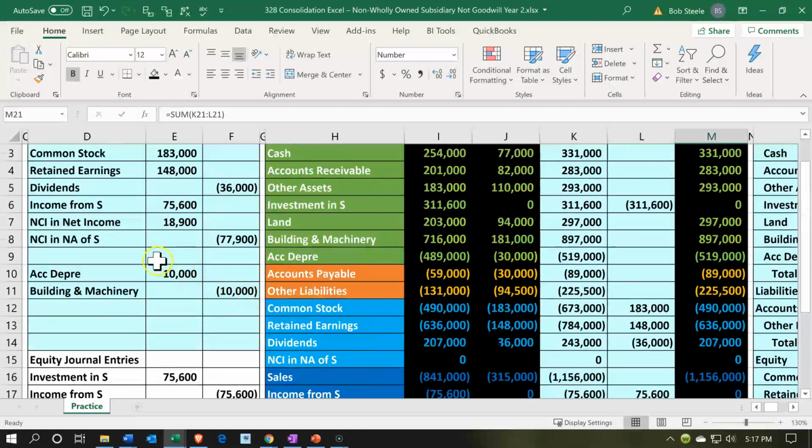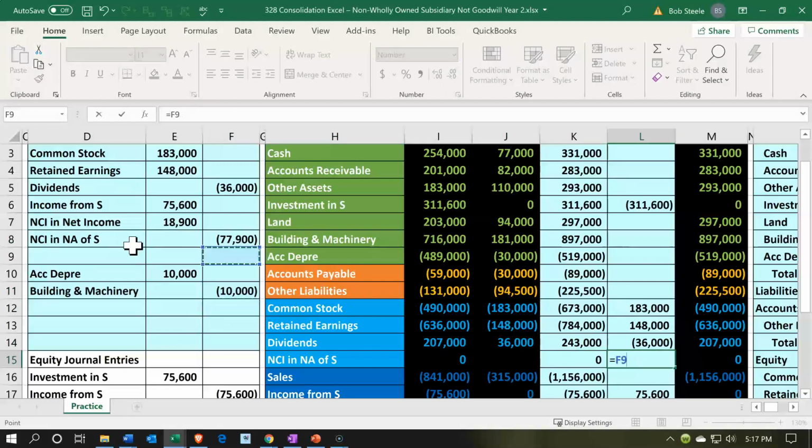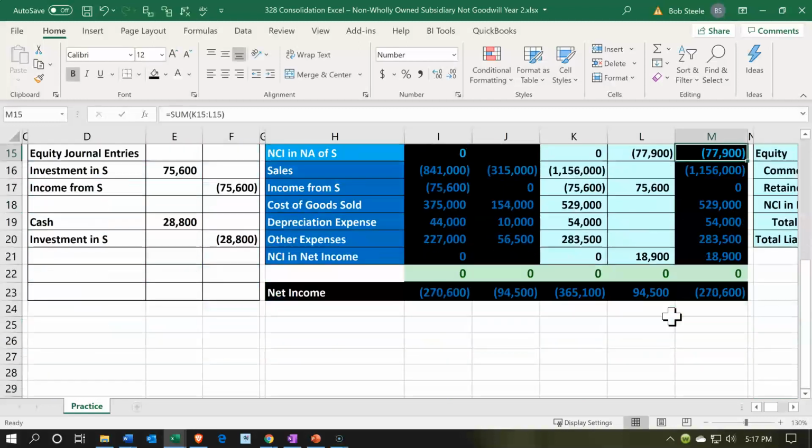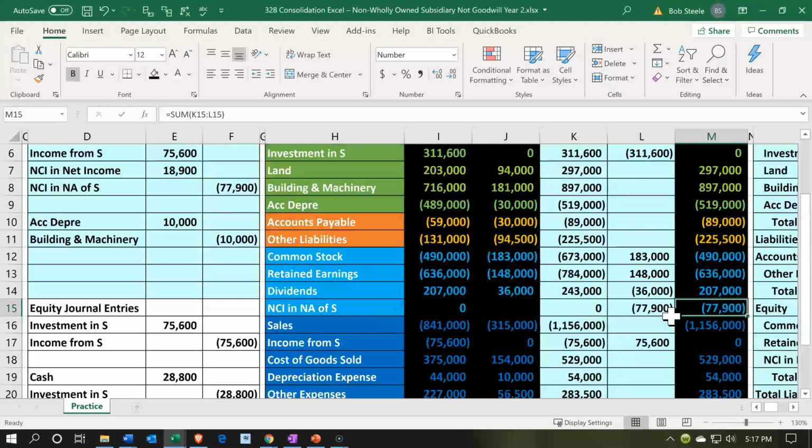And then finally, we have the non-controlling interest in the net assets. Non-controlling interest in the net assets, and that's going to be in L15. So we'll scroll back up and pick up that 77.9. And there we have that. So that should put us in balance. So that looks good.